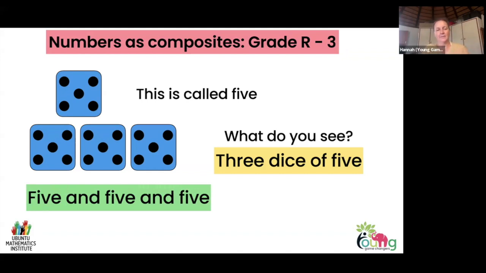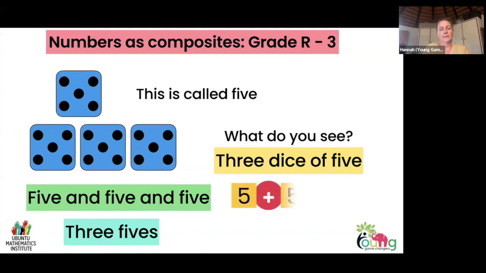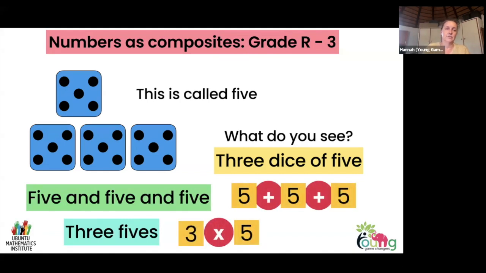5 and 5 and 5, 3 5s. And you can see I haven't even mentioned 15 because we haven't named up to 15 in grade R. Obviously, as we go through the grades, we'll start to talk about 5 plus 5 plus 5. And later on, we'll talk with the grade 2s and 3s about 3 groups of 5. And that is 3 5s. It moves into multiplication. But you can see from grade R, they've almost been led to learn to compute when they get to 3 times 5.